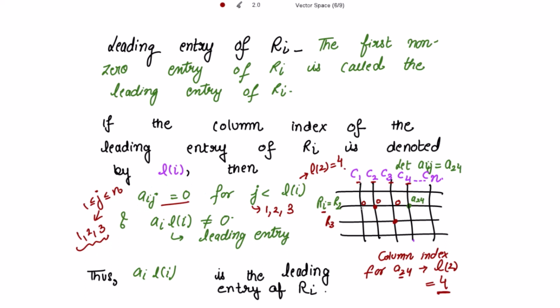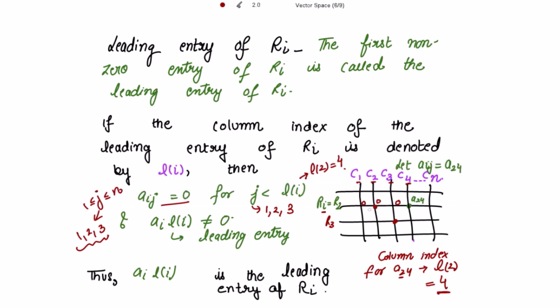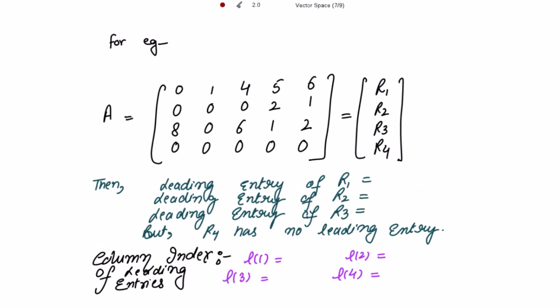So for the first column, this should be 0. For the second column, the entry should be 0. For the third column, the entry should be 0. But for the fourth, we have the leading entry. The definition of leading entry itself says that the first non-zero element of the row, whatever row you are taking, is the leading entry. The entries before this entry should be 0. Right? Okay. Let's take another example.